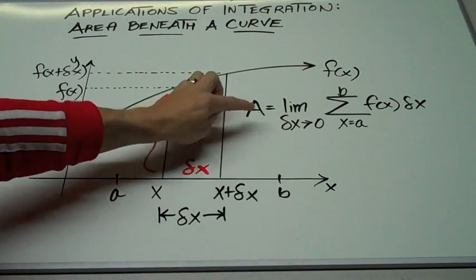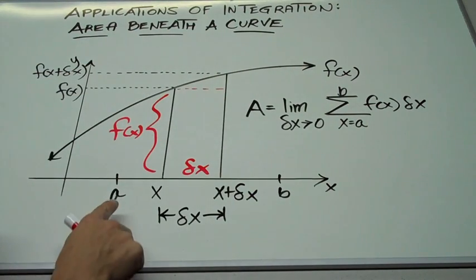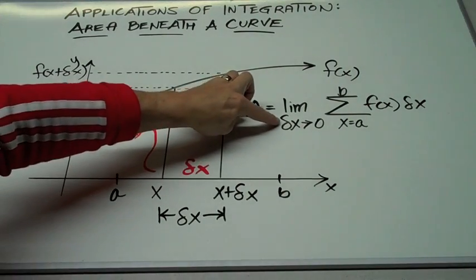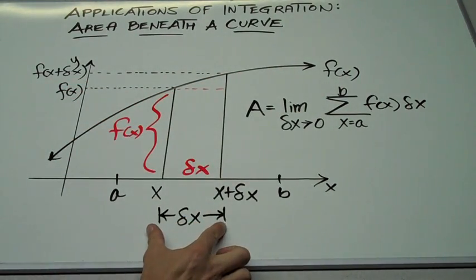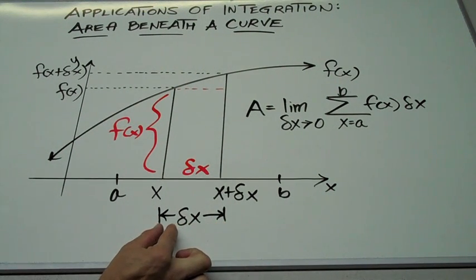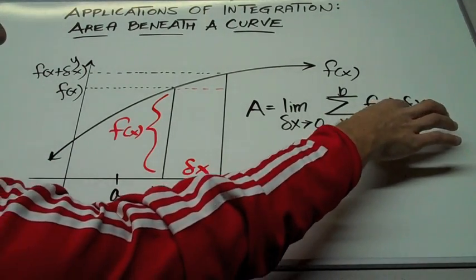Well, the area under the curve from a to b will be the sum of all of the little rectangles from a to b. Of course, that depends on how many rectangles you have. Well, how many rectangles do we want? We want dx to go towards 0. dx is the width of each of these rectangles, and we want it to be very small. And what are we doing? We're taking the sum of f of x times dx.